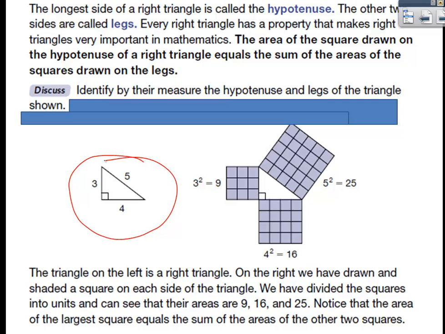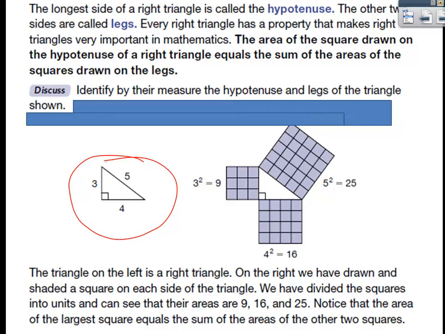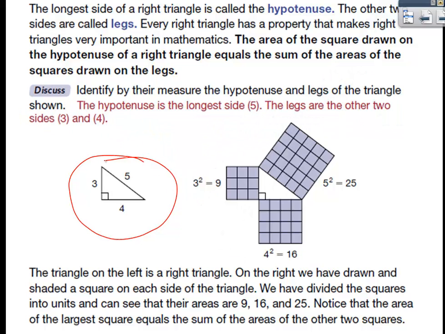To identify by their measures the hypotenuse and the legs of the triangle shown, which one's the hypotenuse? Is it the 3, the 4, or the 5? Hopefully you said that it's the 5. And then the other two are the legs. And the thing that's unique about this is that if you take the 3 and you square it, you get 9. If you take the 4 and you square it, you get 16. Well, 9 plus 16 happens to be 25, which is exactly 5 squared. 5 times 5 is 25. And that is the whole essence of the Pythagorean theorem.